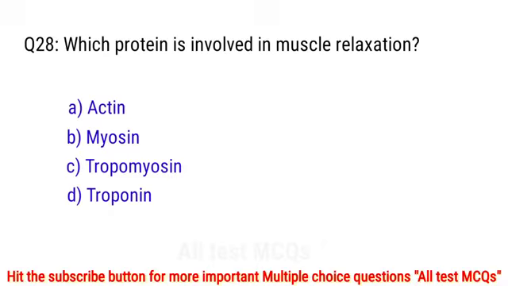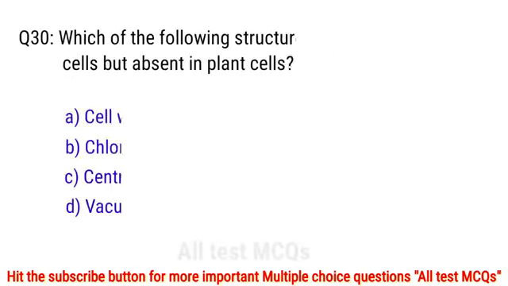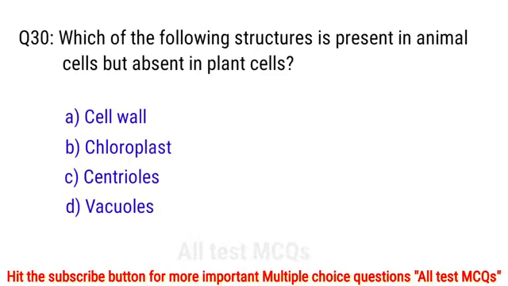Question number 28. Which protein is involved in muscle relaxation? The right answer is option D. Troponin. Question number 29. Which of the following is the site of photosynthesis in plant cells? The right answer is option A. Chloroplast. Question number 30. Which of the following structure is present in animal cells but absent in plant cells? The correct answer is option C. Centrioles.